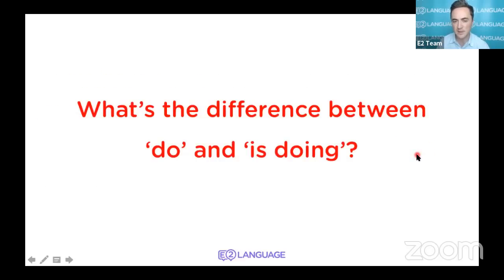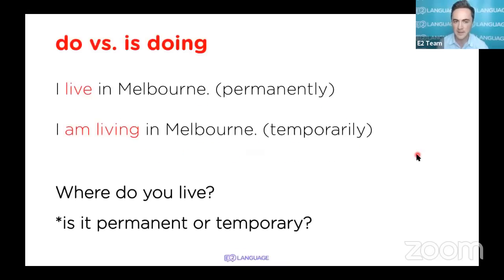What's the difference between do and is doing? For example, what's the difference between I work and I am working? What's the difference between I live and I am living? What's the difference between I study and I am studying? Because this is important to understand if you want to get a high score in IELTS writing. I live in Melbourne permanently. I'm living in Melbourne temporarily.